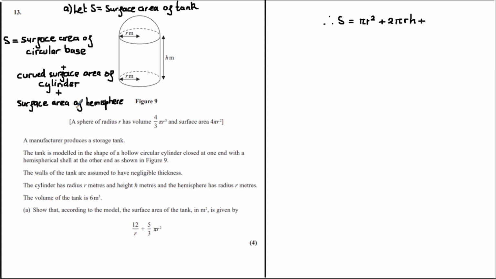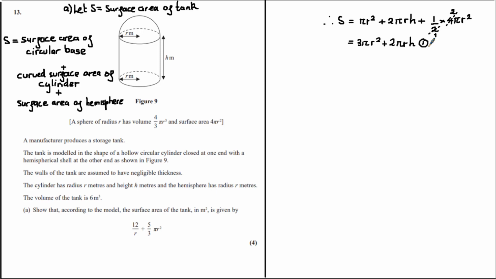And finally, the surface area of a hemisphere. A hemisphere is just half of a sphere. And in this question, we've been told that a sphere of radius r has a surface area of 4 pi r squared. Since a hemisphere is half of a sphere, the surface area of the hemisphere would be half times 4 pi r squared. We can cancel down the 4 and the 2, giving us 2 pi r squared. And here we have two like terms, pi r squared and 2 pi r squared, which we can collect. So therefore S is equal to 3 pi r squared plus 2 pi r h, which we'll label as equation 1.